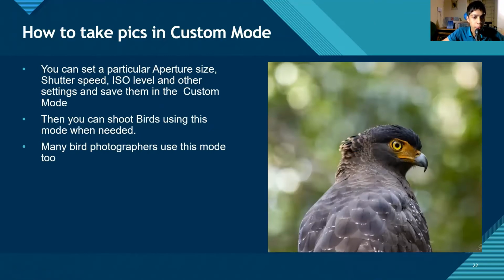So how to take pictures in custom mode. You can set a particular aperture size, shutter speed, ISO level, and other settings, and save them in the custom mode. Then you can shoot birds using this mode when you need it. There are normally two custom modes, so you can save two custom settings at one time. Many bird photographers use this mode too. This is not from custom mode, this is from aperture priority mode, but a picture from a custom mode will look like this too. This bird is a crested serpent eagle.